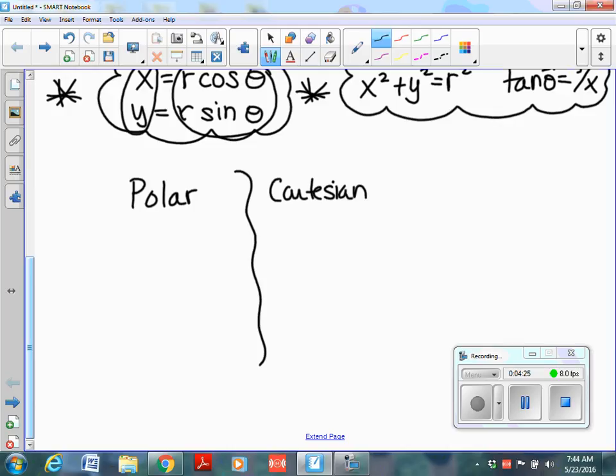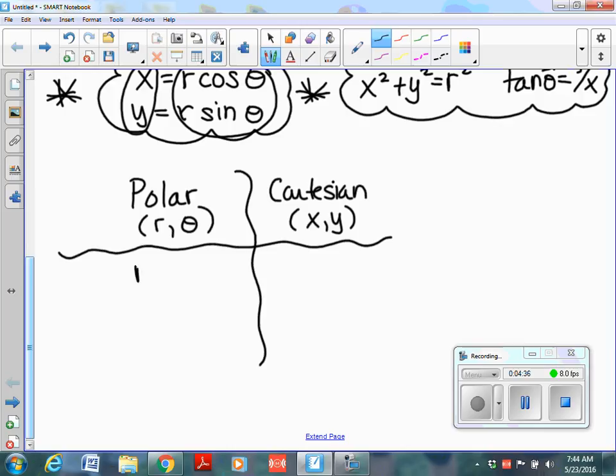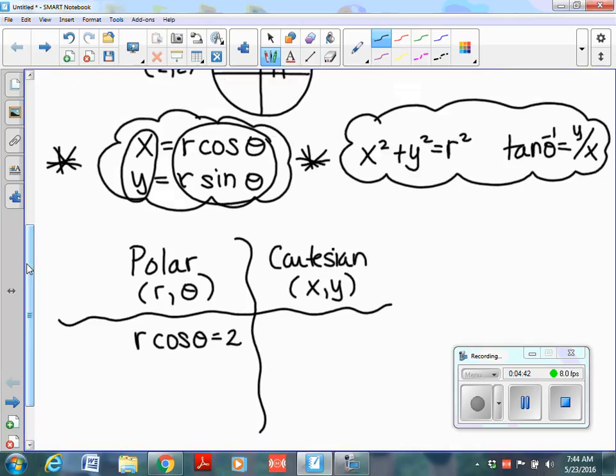So if I wanted to plot a point, it's r comma theta in polar, and in Cartesian, it's x comma y. So just to give you a heads up. Polar form: r cosine of theta equals 2. How do you put that into Cartesian? If you look up here, r cosine of theta is the same thing as x, so all I'm going to say is x equals 2.